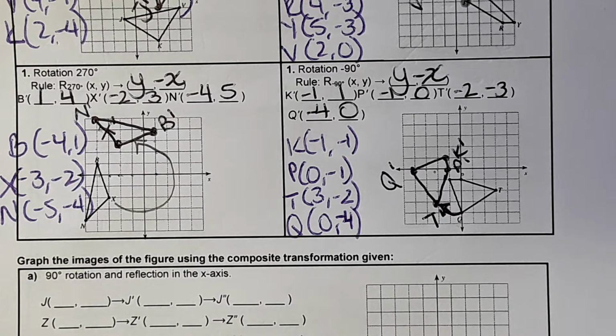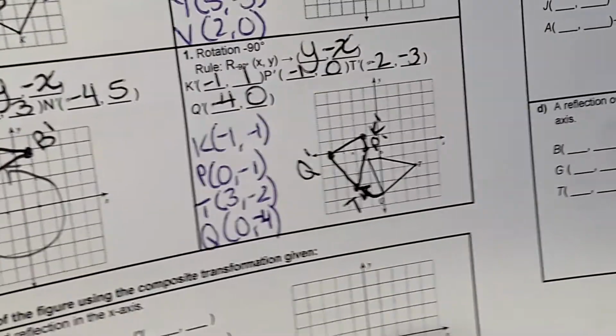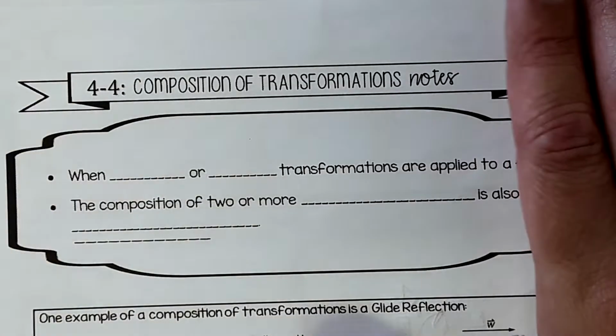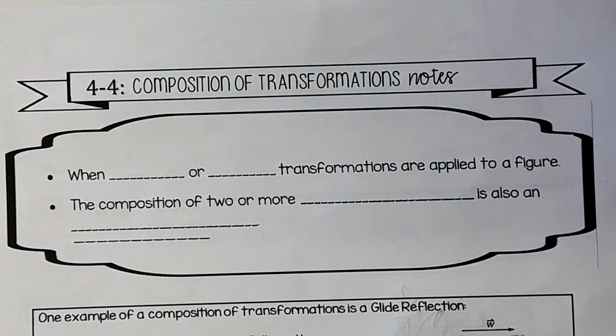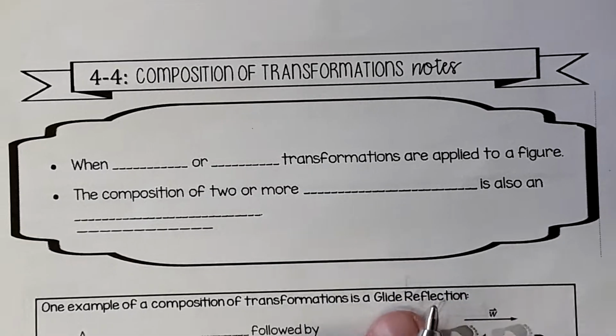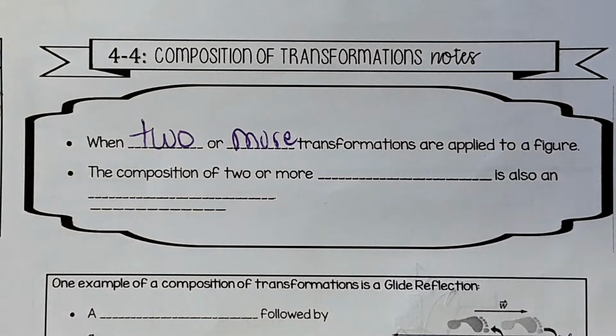Okay, so now we're going to go back to that first page and fill it in. Just flip to 4-4, composition of transformations. Composition means we're putting more than one transformation together. So we're either doing a translation then a reflection, or a translation then a rotation. We're just doing more than one step. So composition of transformations is when two or more transformations are applied to a figure.